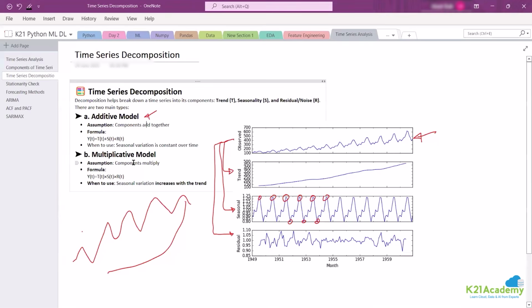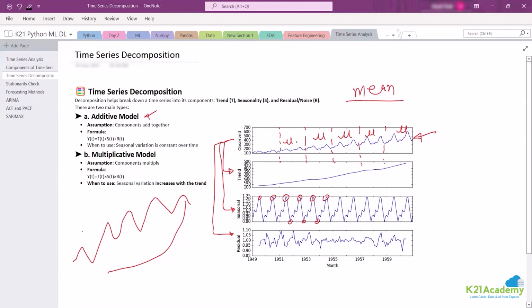Now there is one more thing, the stationarity check, where you need to check the mean value for different time frames. Suppose you divide the trend, or the observed values, into different time frames like this. You need to check what the mean value is over here, over here, over here, over here, and over here.